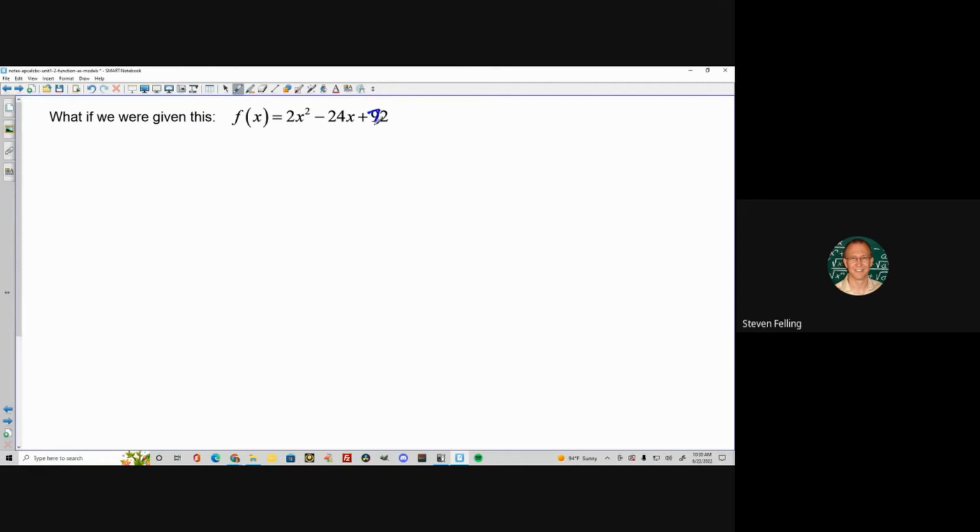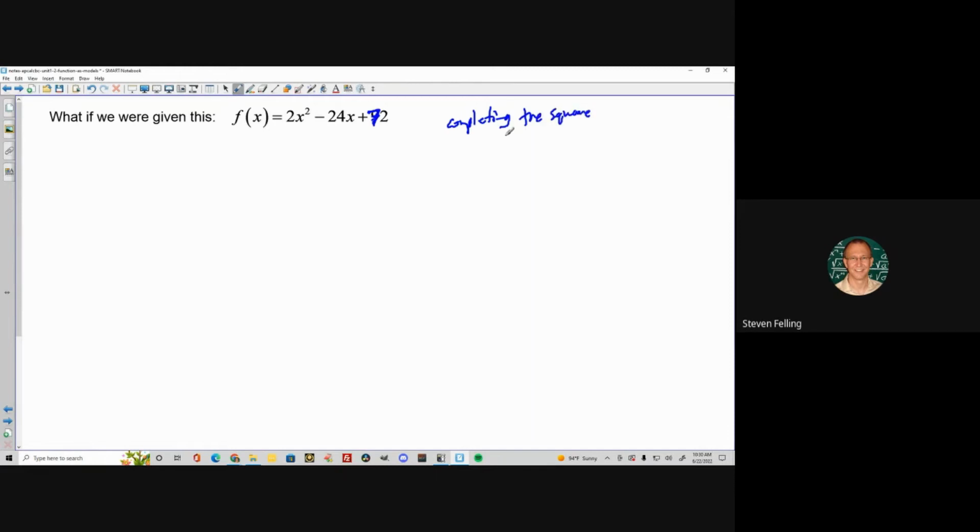Let's make that 72. What if we were given the result? What if we were given f of x is 2x squared minus 24x plus 72, and we wanted to graph it, and we weren't allowed to use a calculator? This was on the non-calculator part of the test. Well, we could do that by completing the square. So there's a procedure called completing the square that we can employ here.